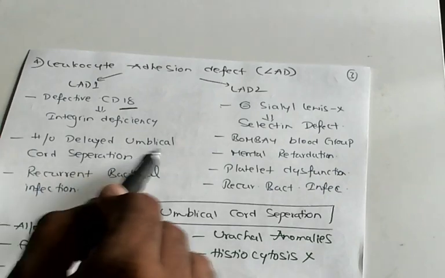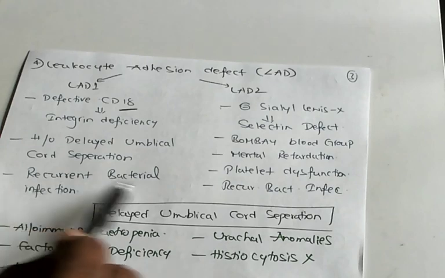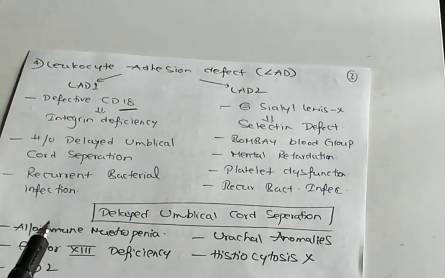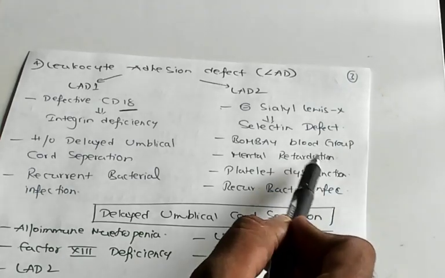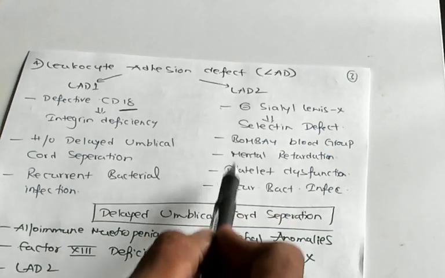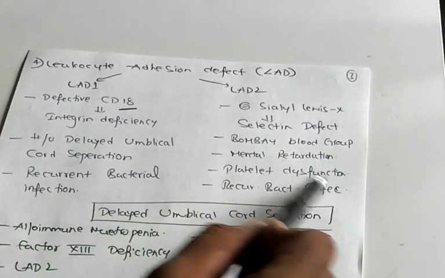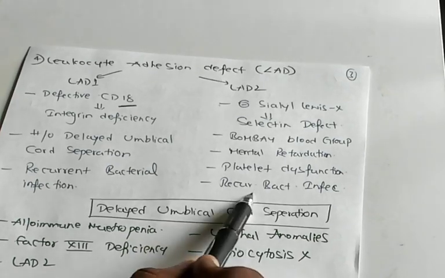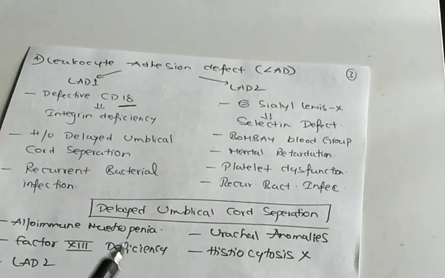There is a history of delayed umbilical cord separation in LAD1. Recurrent bacterial infection, LAD1. In LAD2 there is a Bombay blood group. My friends who came from Mumbai, Bombay blood group, LAD2. Mental retardation, platelet dysfunction, recurrent bacterial infection. So these are the features of LAD2.